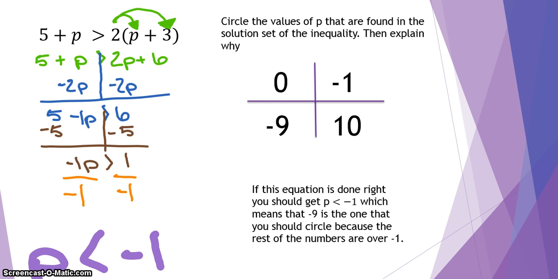If this inequality is done right, you should get p is less than -1, which means that the -9 is the one that should be circled because the rest of the numbers are over -1.